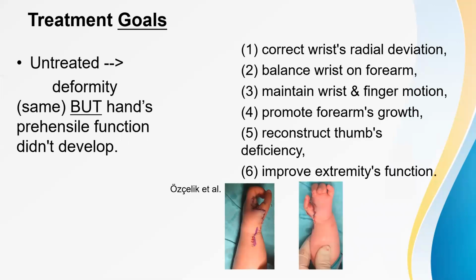So our goals nowadays, and the consensus, is that we need to correct the wrist's radial deviation. We need to balance the wrist on the forearm. We need to maintain the wrist and finger motion and avoid stiffness of them. We need to promote the growth of the forearm and the ulna. And we need to reconstruct the thumb in a purposeful way. And overall, we should achieve an improvement in extremity function.